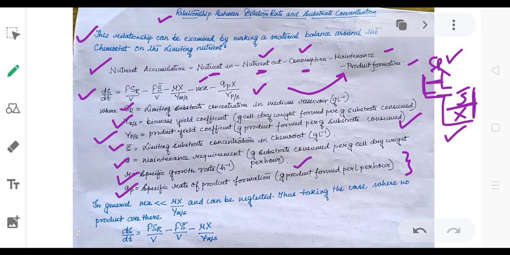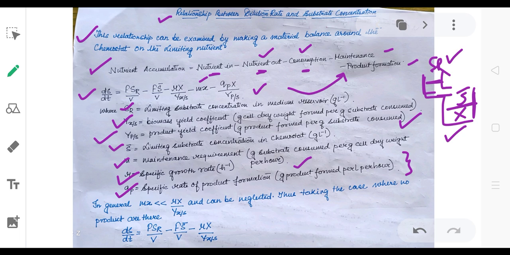So you understand that qP is the specific rate of product formation and Yp/s is the product yield coefficient. So there is a difference between the two. Both will ultimately depict the product formation. So this is the overall equation associated with the dilution rate and substrate concentration.